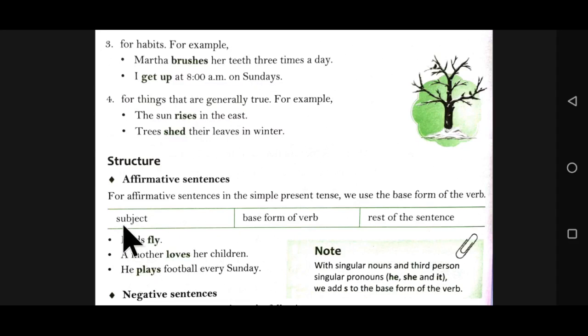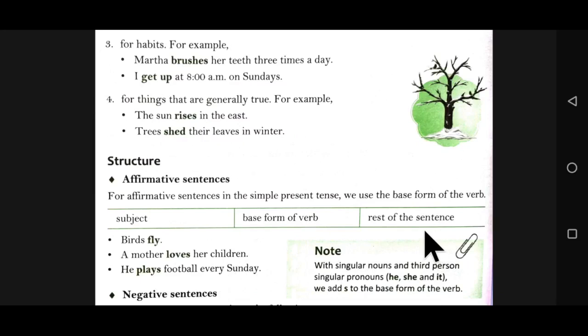First of all, we write the subject. So here a mother is the subject. Then we have to write what? The base form of the verb. So here loves is the base form of the verb, and then the rest of the sentence, her children. So the structure for affirmative sentences in simple present tense is: first we write the subject, then the base form of the verb, then the rest of the sentence. Here we wrote a mother, that is the subject. Then we wrote loves, the base form of the verb, and then her children, that is the rest of the sentence.